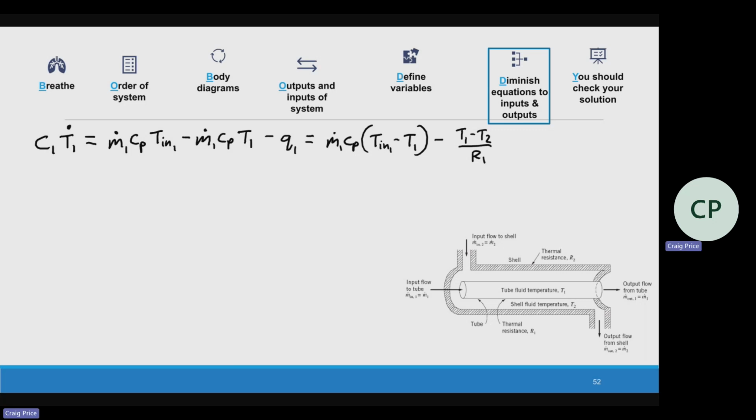Yeah, let's get all the T1s to one side, right? That's a good idea. So I'm going to add all the T1s to one side, so I get C1 T1 dot plus M1 dot specific heat T1 plus 1 over R1 T1 is equal to M1 dot specific heat Tn1 plus 1 over R1 T2.